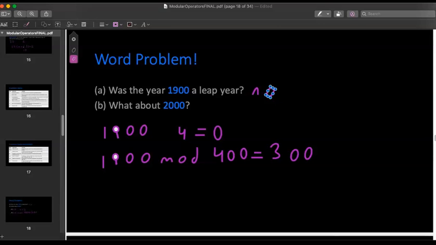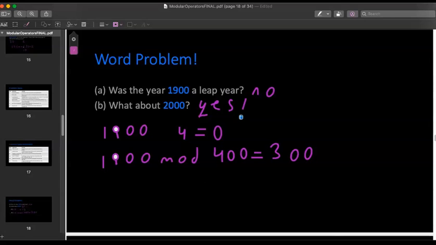All right. What about the next problem? What about 2000? Saying yes. Anyone want to explain why? May I? Sure. All right, so according to this, 2000 goes evenly with 400, which would equal 5 evenly. So 400 times 5 is 2000, and we have 0 as a remainder. So yeah, that would be a leap year. Perfect. So we have this mod 4 is 0, mod 100 is 0, mod 400 is 0. So yes, this is a leap year.